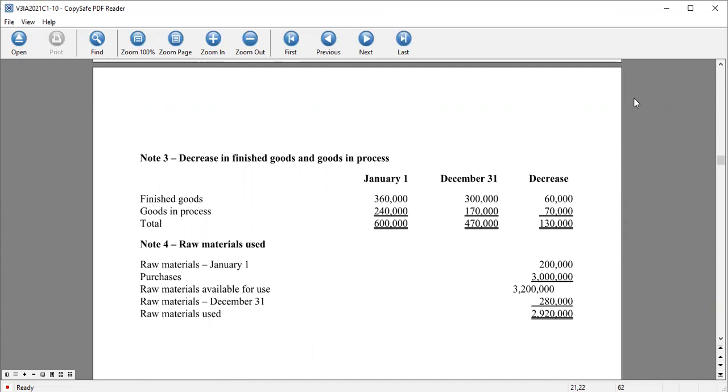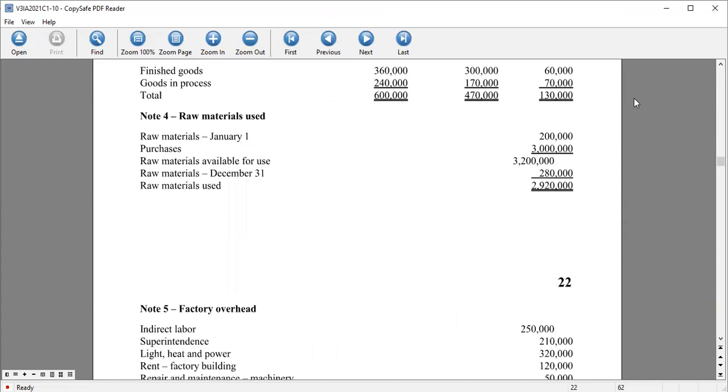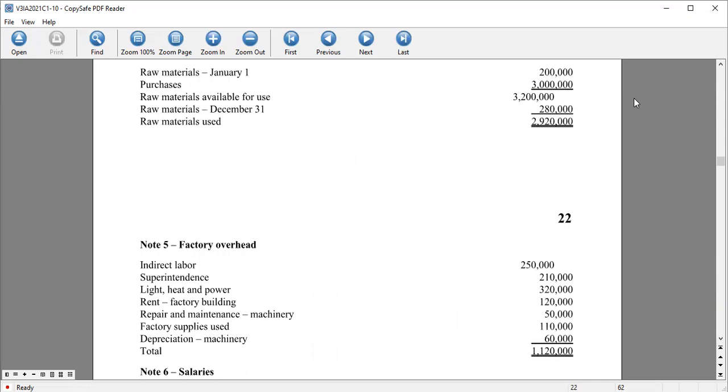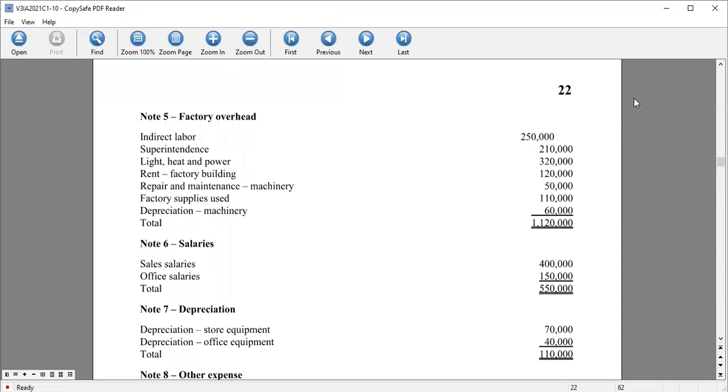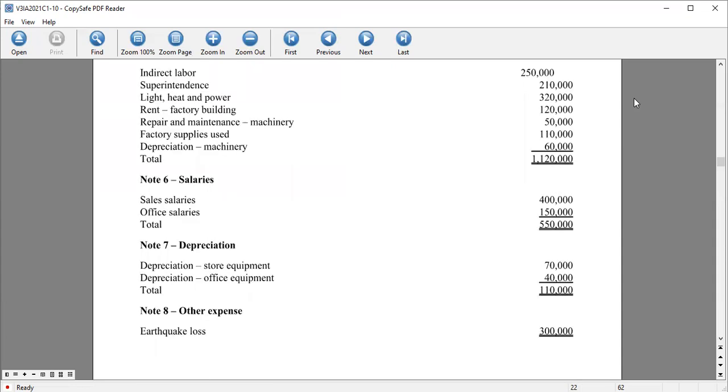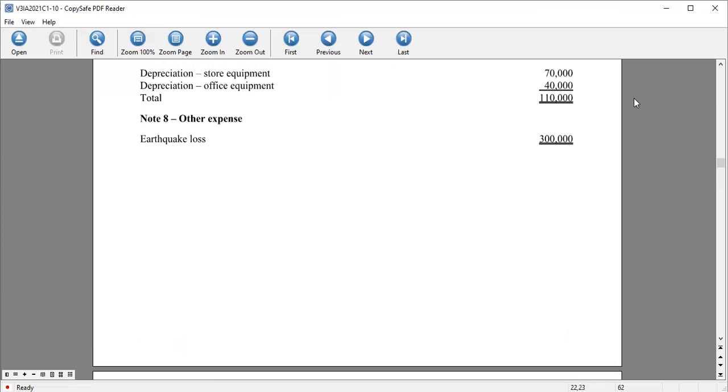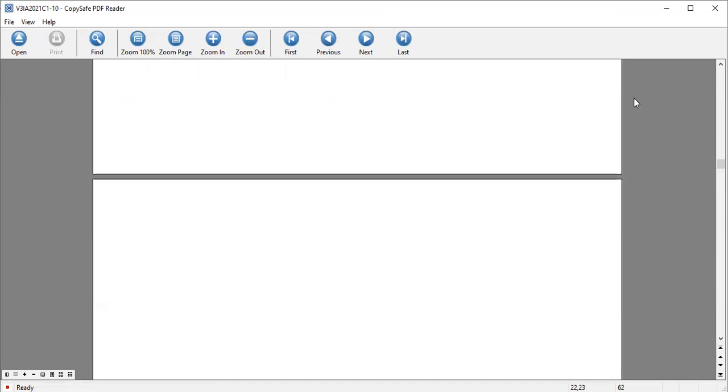We have the amount of 2,920. Then factory overhead for a total 1,120. Salaries for total of 550,000, and depreciation 110,000, and other expense. So we finally ended up with the same amount of net income. And try to compare the number 2, and then number 2 is using the cost of goods sold method, and number 3 is using the nature of expense method. Okay, now that's problem for this one.